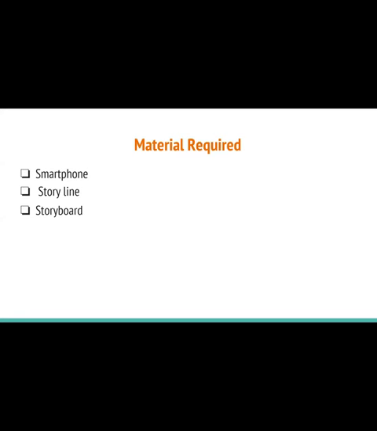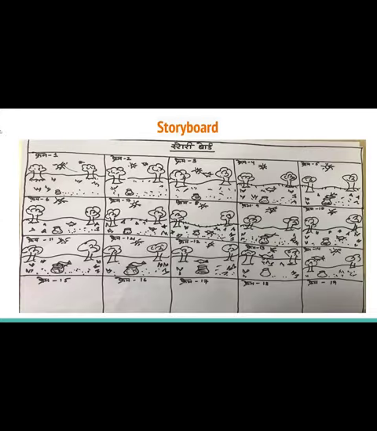In simple words, a storyboard is a graphical representation of our movie, our animation, in which the complete story is printed in graphic form like this. This is an example of a storyboard. We don't need any technical expertise to create it. We can create a storyboard with paper and pencil. Here you can see frame 1 to frame 40, and we have created our complete story on paper by using a pen. This is the graphical representation of our complete story. So we need three materials: first, a smartphone; second, a story or concept on which we want to create our animation; and third, the storyboard.